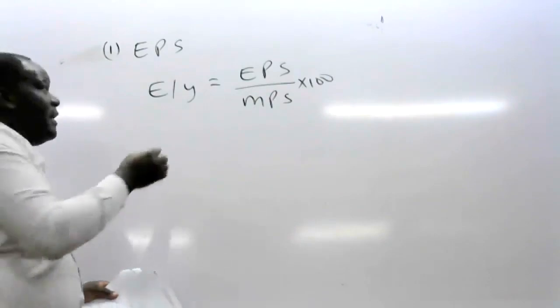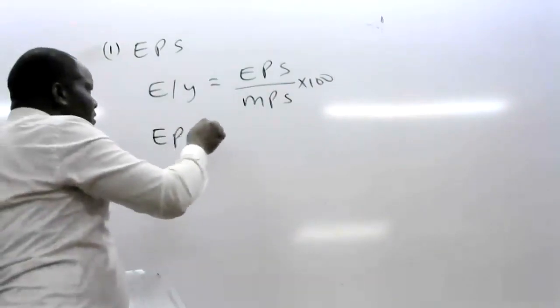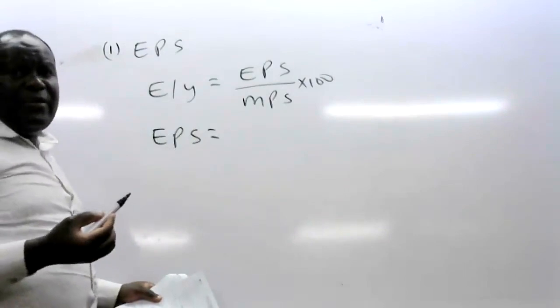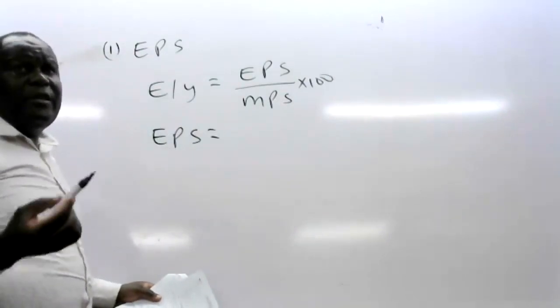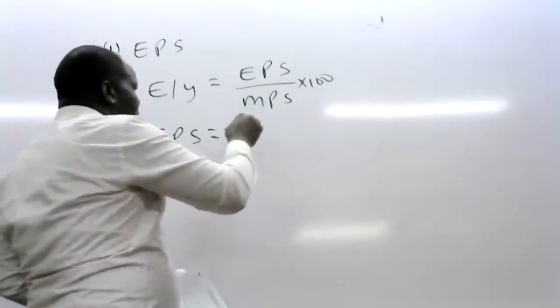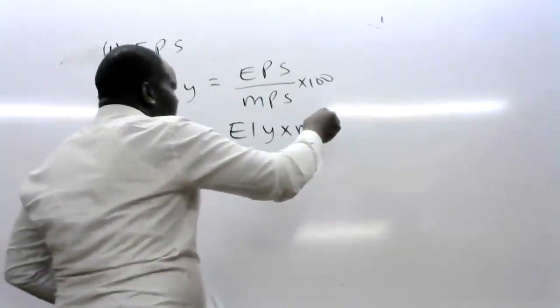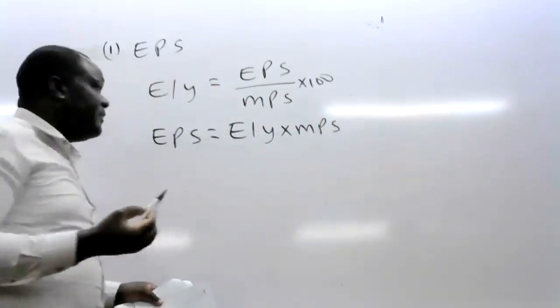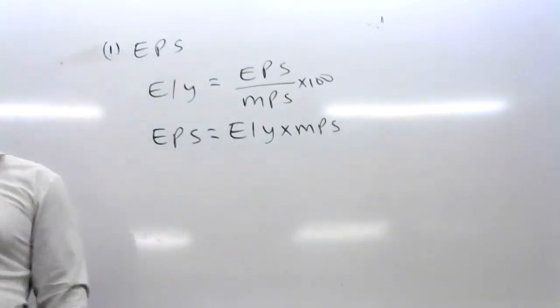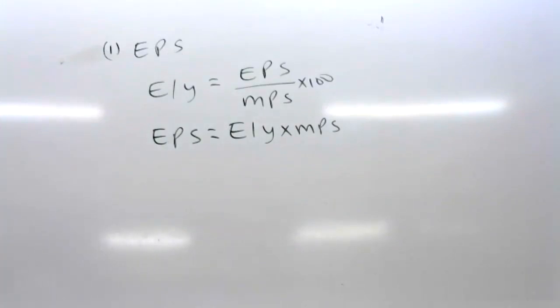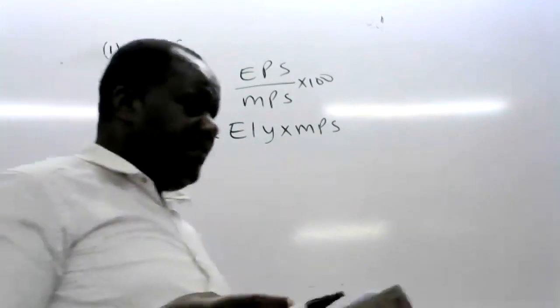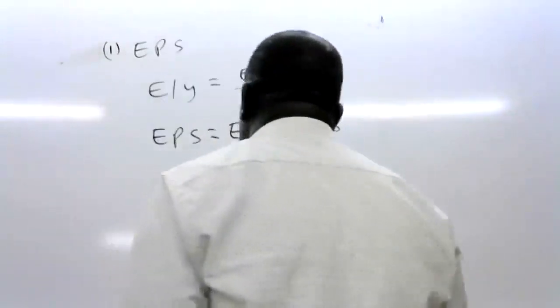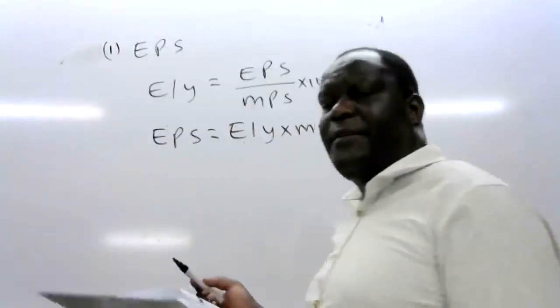So we make earnings per share the subject. When you make earnings per share the subject, it will be the same as the earnings yield multiplied by the market price per share. Earnings yield has been given to you in the question. They have given us what percent?